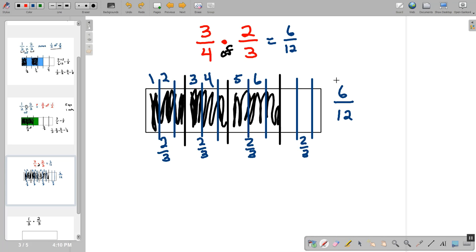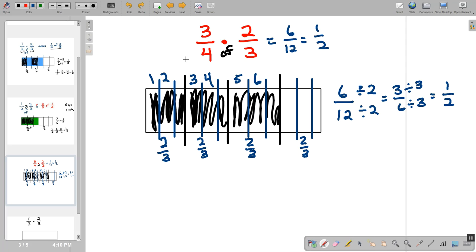But I am not in simplest form. I know that if I did both of these divided by 2, that would give me 3/6. But I can then simplify again by dividing by 3, which ends up giving me 1/2. So 3/4 of 2/3 is equal to a half.